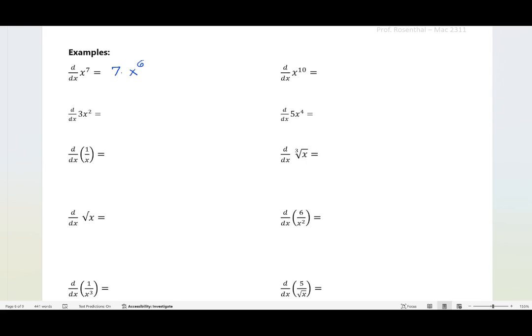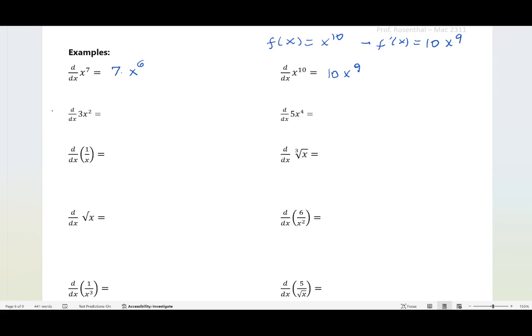Okay, let's take another practice. The derivative with respect to x of x to the 10. So that'll be, again, bring the power down, subtract 1 from the power, 10 times x to the 9. Another way to ask the same question would have been, I'm giving you f of x equals x to the 10. What is f prime of x? Same thing, right? It's just a different notation. We can use d over dx notation, or we can use the f prime notation.